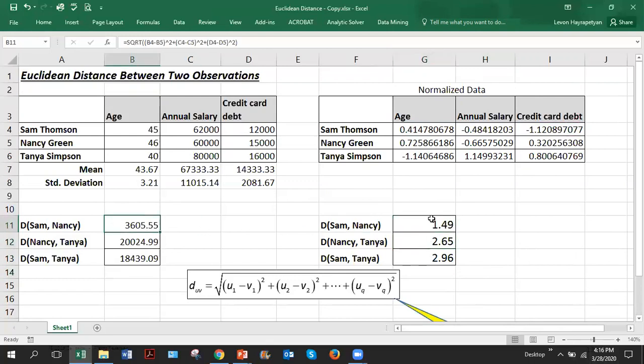Again, if we compare, the most similar are Sam and Nancy in both cases. However, when we use our calculation based on the original data, Sam and Tanya are closer than Nancy and Tanya. Remember, smaller distance means smaller dissimilarity, which means they are closer, which is reversed here. Now here, when we based our calculation on normalized data, Nancy and Tanya are more similar than Sam and Tanya.